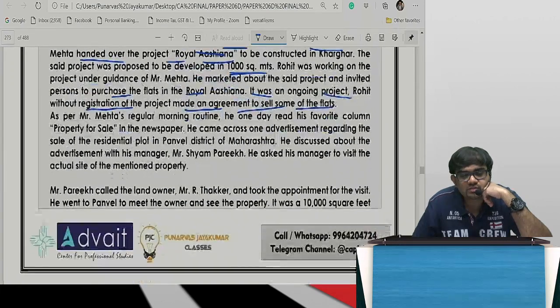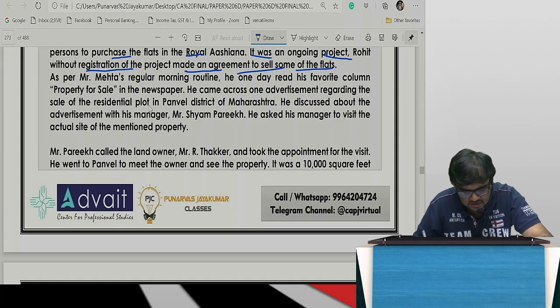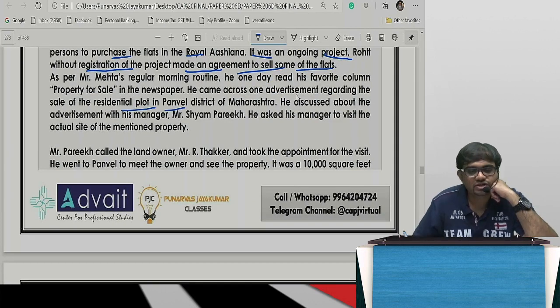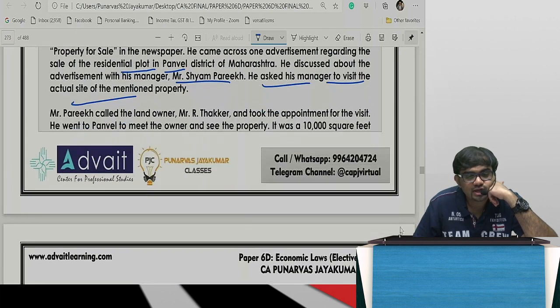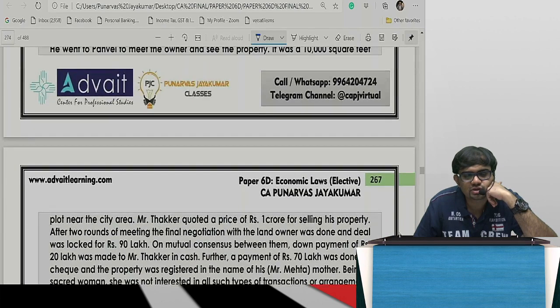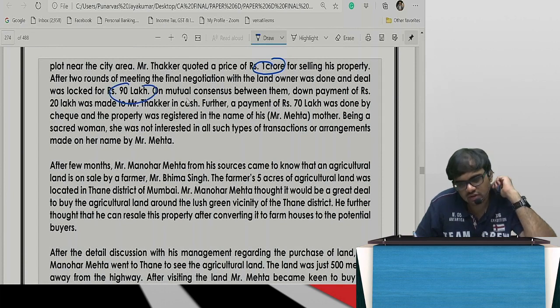As per Mr. Mehta's regular morning routine, one day he read his favorite column, property for sale. He came across an advertisement, sale of a residential plot in Panvel district of Maharashtra. He discussed the advertisement with his manager, Sham Parikh. He asked his manager to visit the actual site. Mr. Parikh called the landowner, Mr. Thakur, and took an appointment for the visit, went to Panvel, and it was a 10,000 square feet plot. A price of 1 crore was quoted. After 2 rounds of meeting, it reduced to 90 lakh.